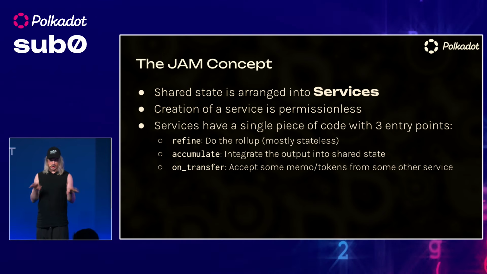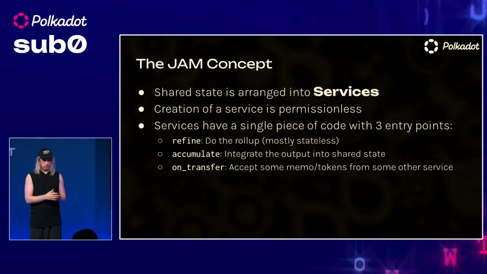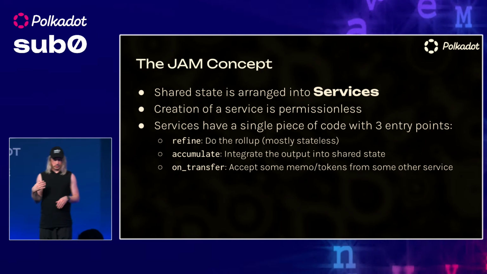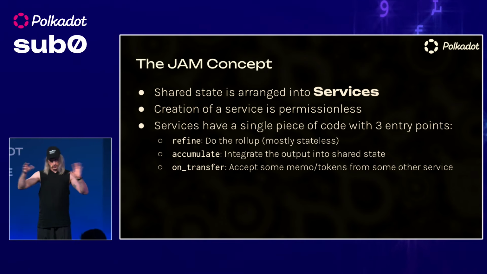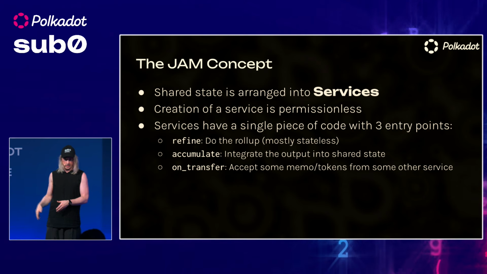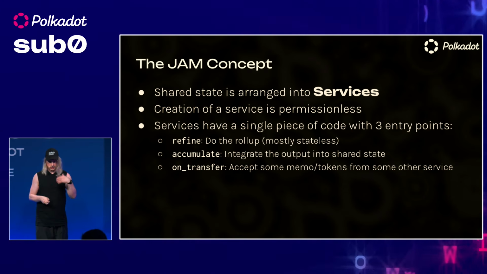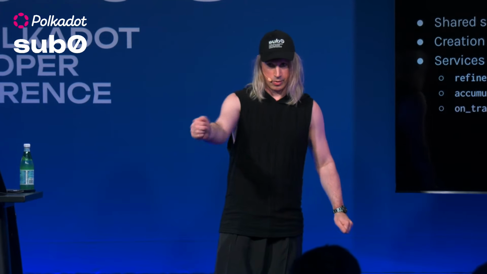So this is a little bit like you can create a smart contract on a smart contract chain, right? It's unlike what you can do in general on a substrate chain, where you need to be whatever the chain's governance is to be able to add a new pallet, right? So you can add a new service into the Jam chain without asking anybody for permission, without going through any governance mechanism.